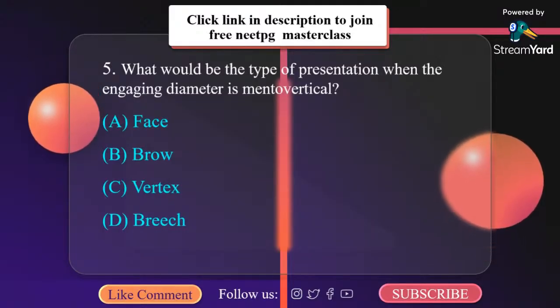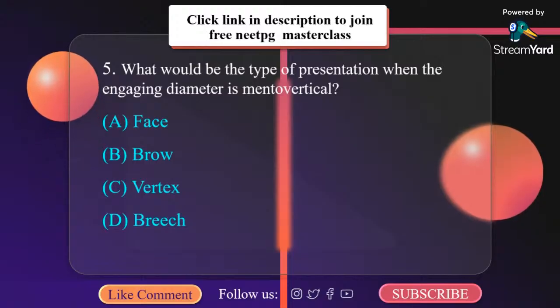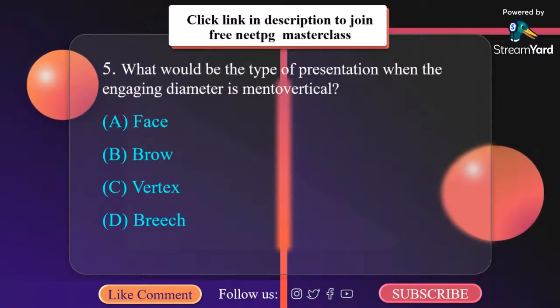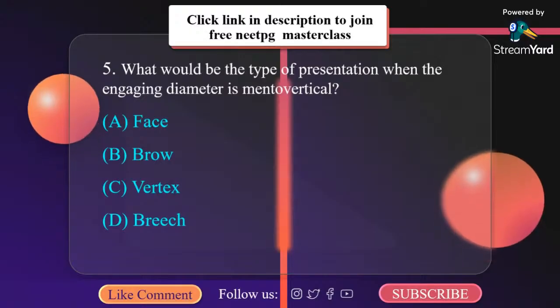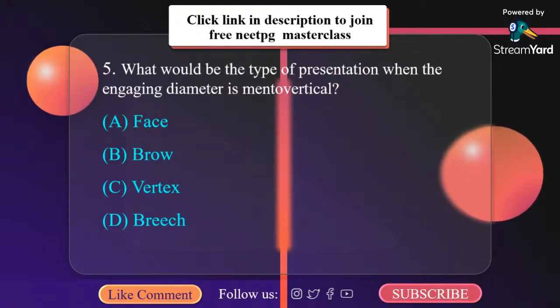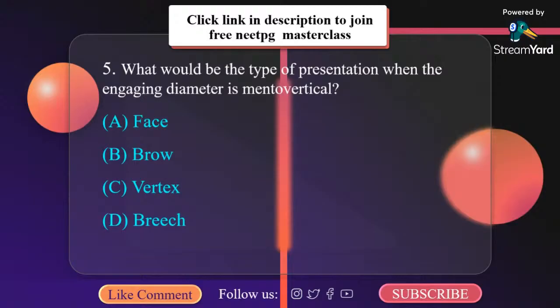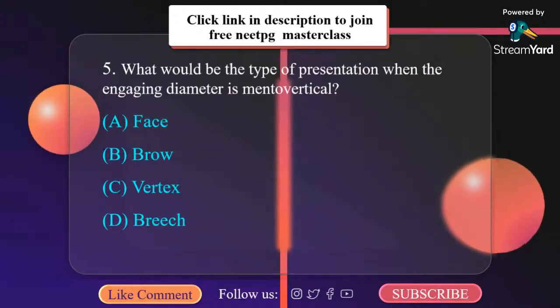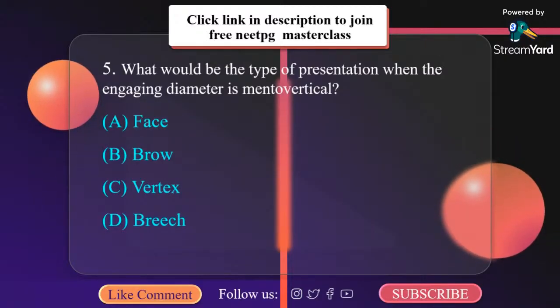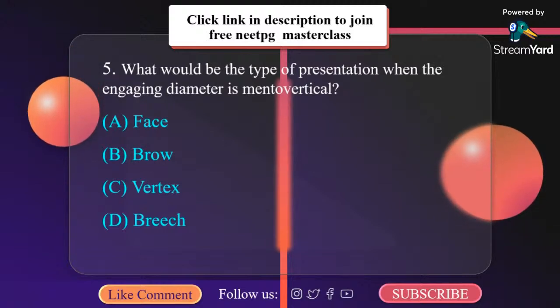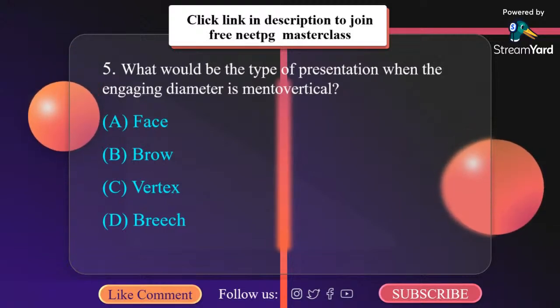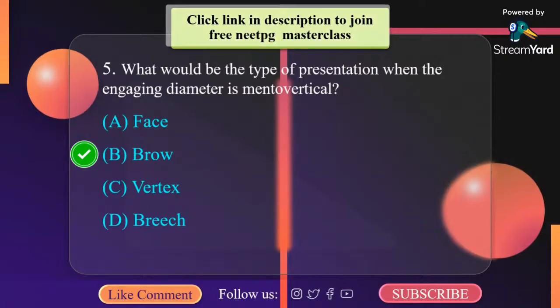What happens in face presentation? In face presentation, the presenting part is the face, and the fetus shows complete flexion of limbs with extension of spine. The commonest position is left mento anterior. The engaging diameter of head is submentobregmatic 9.5 cm in fully extended head, or submentovertical 11.5 cm in partially extended head. So the correct answer is B, brow.